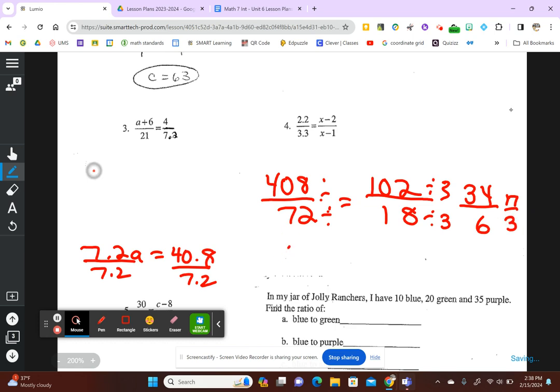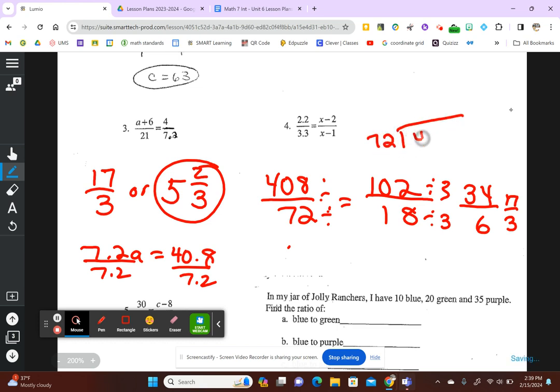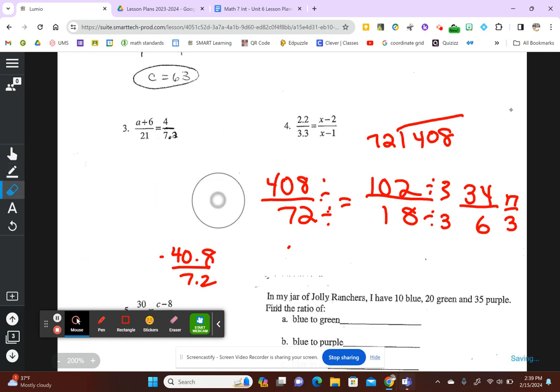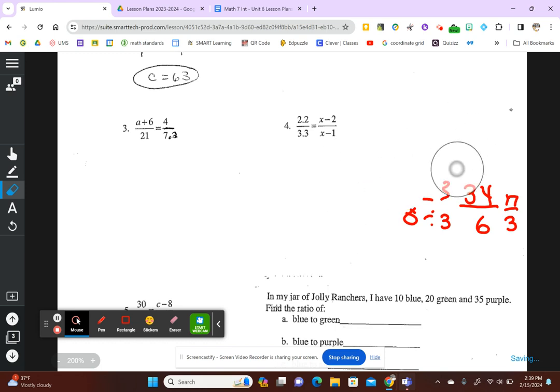So my answer is 17 thirds, which you can leave as an improper fraction, or you could say it's 5 and 2 thirds. Now, I prefer doing it this way. You could have done how many times does 72 go into 408 and get a decimal answer, but your fraction answer is the most accurate. So I'm happy leaving that as a fraction.